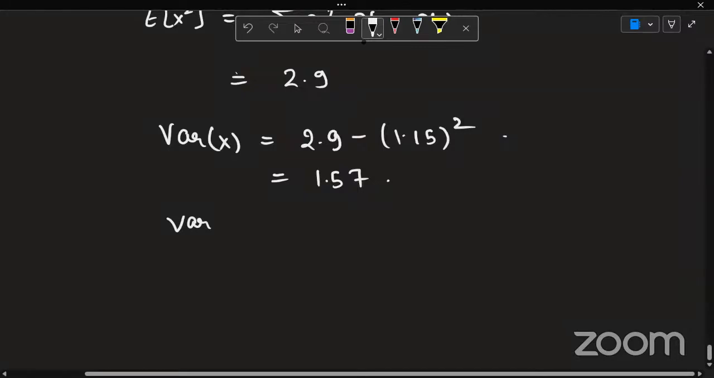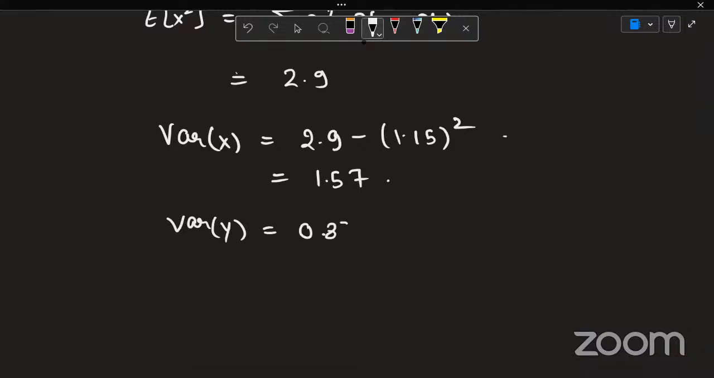Yes, someone has raised hand. Please unmute yourself and speak. Okay, your voice is not clear. You can type in the chat also.